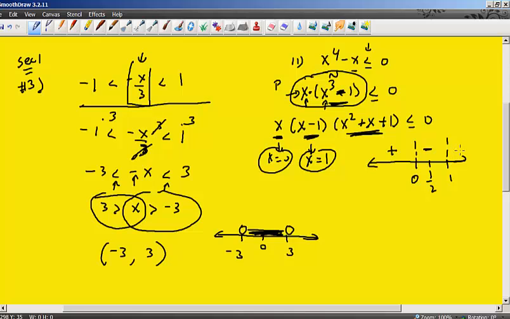And of course, big positive is going to give me positive. So we're looking to see where this thing is less than or equal to 0. It's right there. Okay, so my interval notation looks like this: 0, comma, 1, brackets. So it's a bracket. Now, what does the graph look like? The graph looks like this: 0, 1, closed circle at 1, closed circle at 0, and there it is.